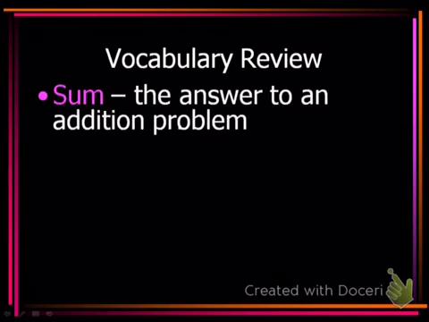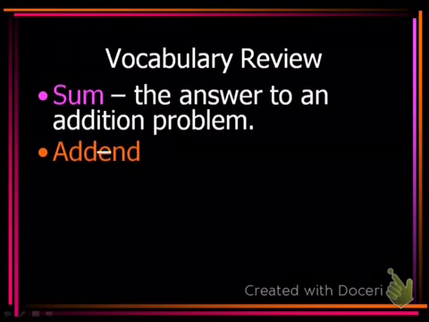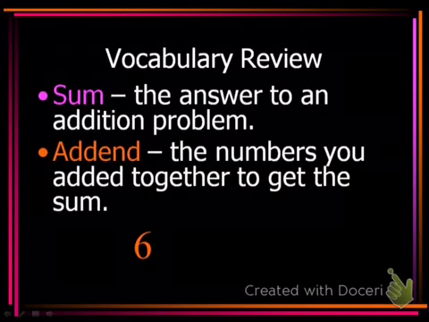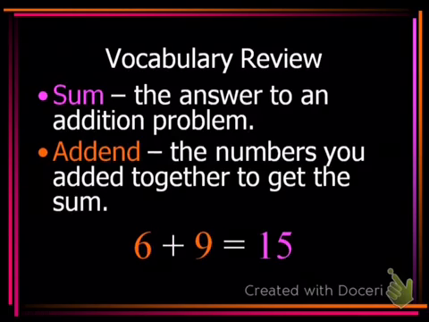The first one is sum. It's the answer to an addition problem. The second one is add-in, and it's the numbers that you add together to get your sum. So if you have 6 plus 9 equals 15, 6 and 9 are your add-ins, 15 is your sum.